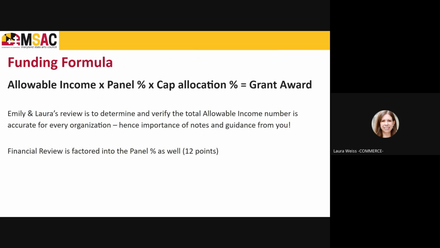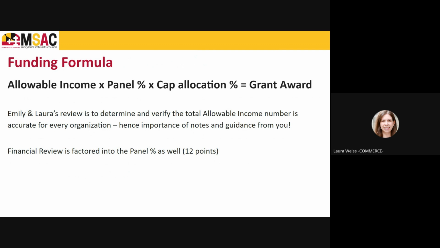How this all plays into your funding formula: you are probably aware that the way that we determine your grant award is by 3 variables. We take your total allowable income, which of course is what is coming from this financial table. That is multiplied by your panel percentage score, which is determined during your on-year panel review. And then that is multiplied by your cap allocation percentage, which is determined based on our budget and by your tier level. When you multiply all of those together, you get your grant award.